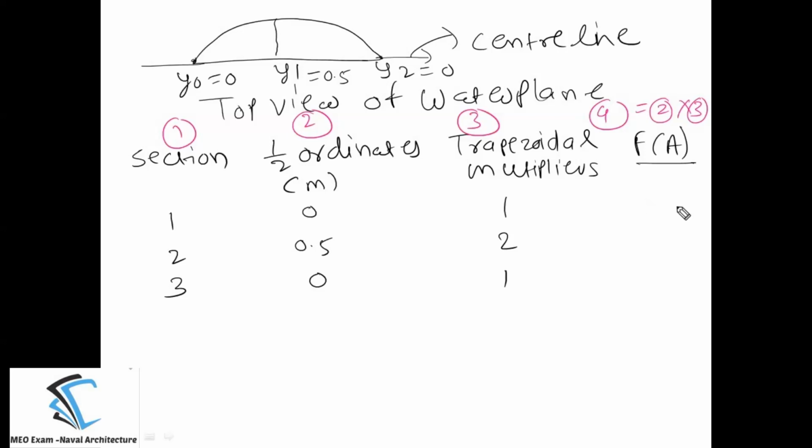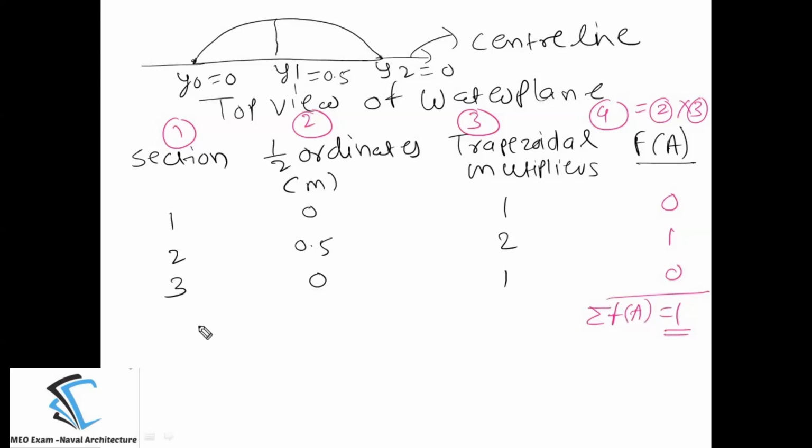1 into 0, it will be 0. 0.5 into 2, it will be 1. 1 into 0, it will be 0. Finally you will get the summation of function of a, it will be 1. So the function of area doesn't have any units. It is just a unitless. It is a 1. It is not an actual area. It is a function of area.